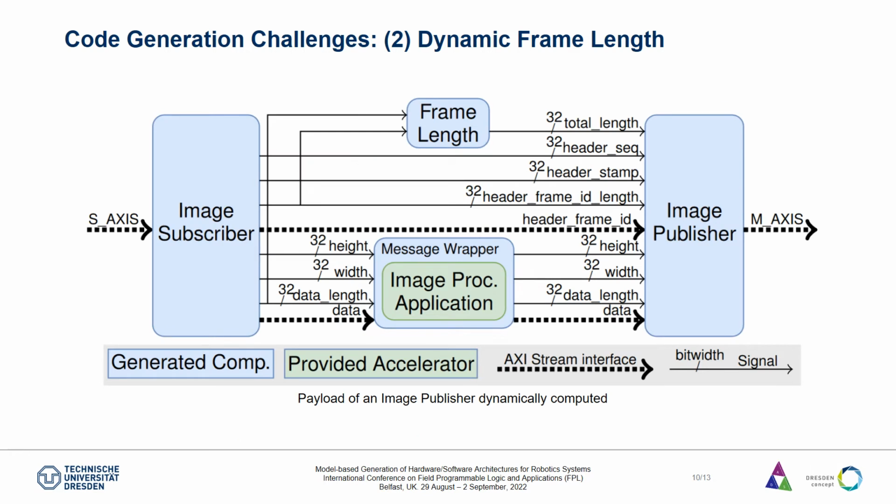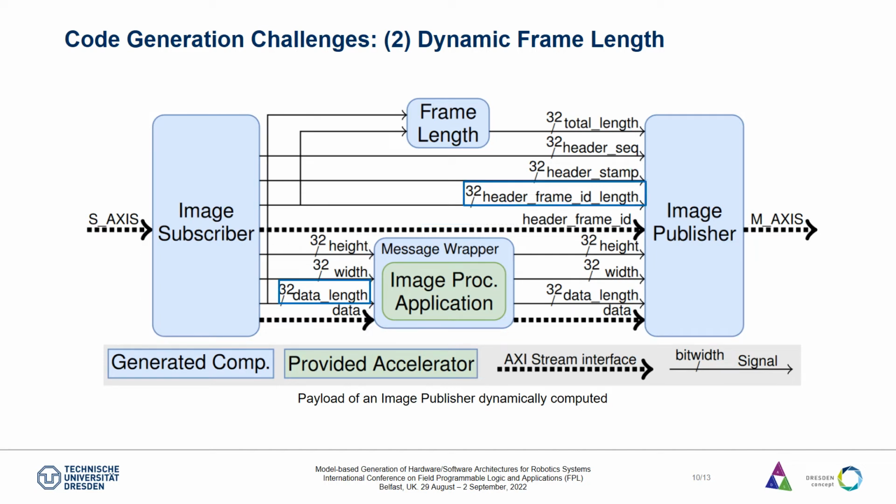The previous slide showed the specification of a system which contains an HLS accelerator of an image processing application compliant with an image message type from the Robot Operating System. The figure here shows all the generated components. There are the two publisher and subscriber converters, and the generated wrapper for the accelerator.